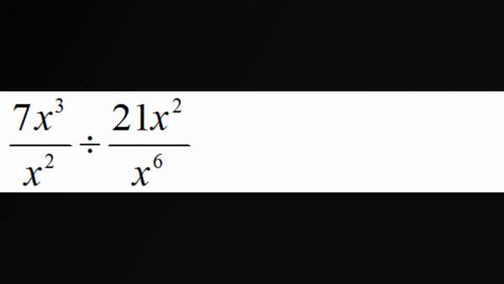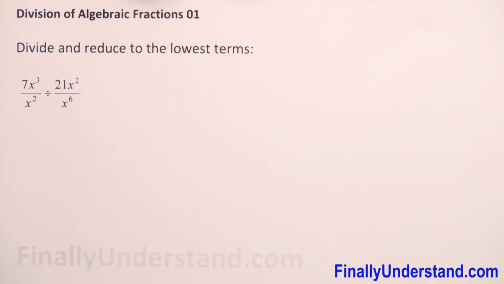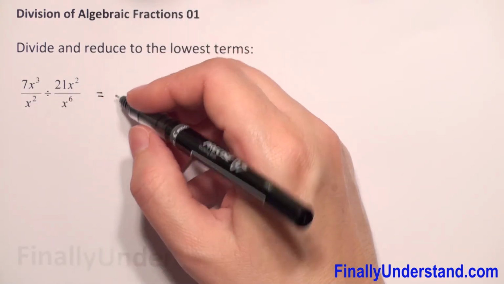We have division of algebraic fractions. How do we do division of algebraic fractions? The same as division of fractions. So first we have to copy the first fraction.